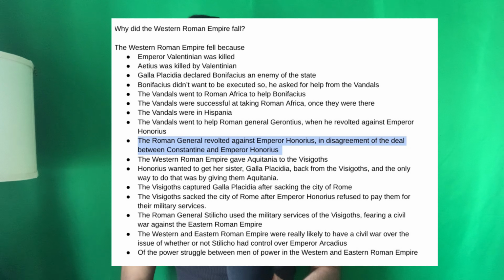And he received help. So if it were not for that particular revolt, then the Vandals would not have been in Hispania ready to help Bonifacius. So again, it's one of those domino effects where if it was not for that revolt, then we wouldn't have been other problems down the line. And that brings up another issue. Why was Gerontius revolting? Which brings the next reason why the Western Roman Empire fell. The Western Roman Empire fell because the Roman general Gerontius revolted against Emperor Honorius because of the deal that Emperor Honorius made with Constantine. So Constantine was another soldier who revolted against Emperor Honorius, but Constantine revolted with Gerontius.